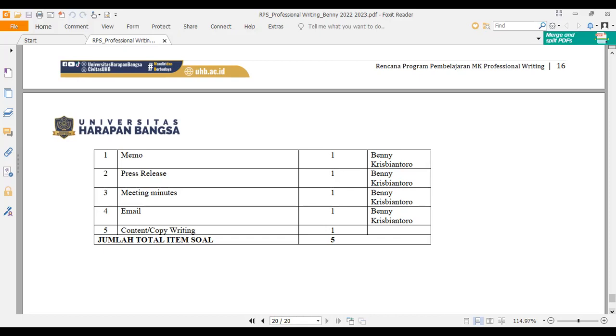Okay, anyone else who wants to ask question? No? All right, so I'd like to share the RPS in Scalsa. Don't worry, so you can read along this RPS again and again at home. Now let's learn together how to write a formal and informal letter as material in the first meeting.